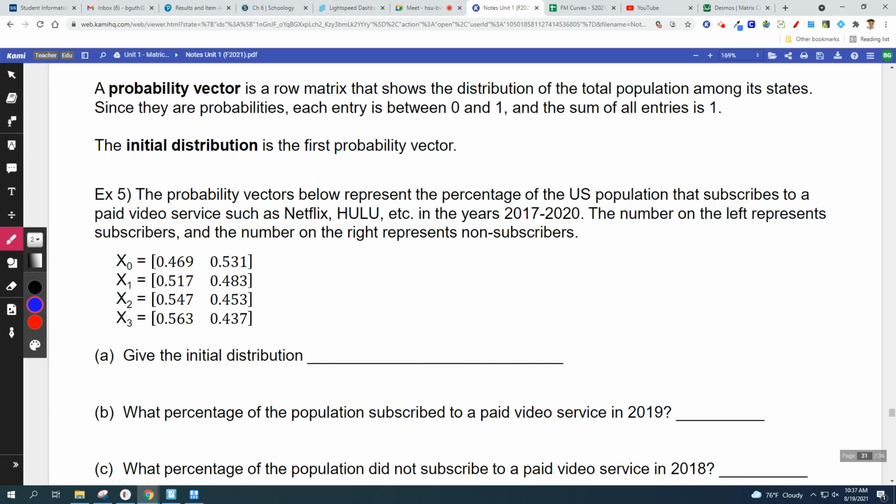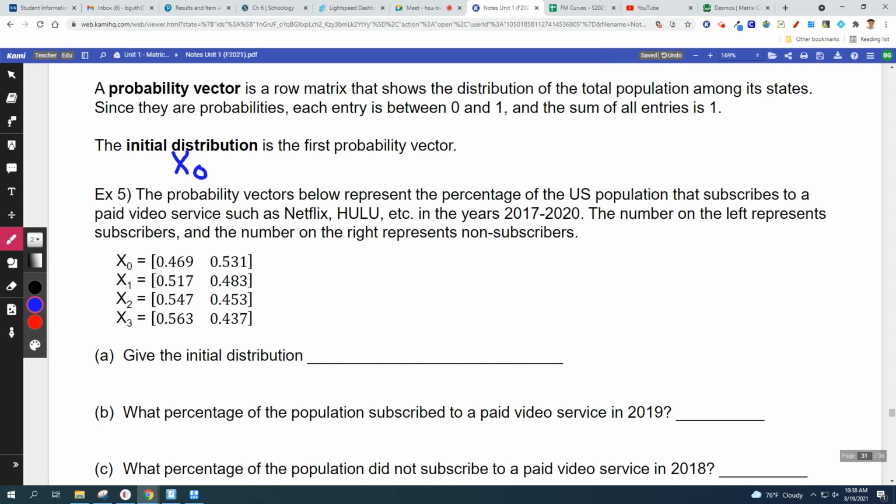Now, for whatever reason, students really struggle with this part. So I want you to really, really up the focus. A probability vector is a row matrix, and we've talked about that in the past, that shows the distribution of the total population among its states. Since they are probabilities, each entry is between 0 and 1, and the sum of all entries is 1. The initial distribution is the first probability vector. So it's usually marked like x0.